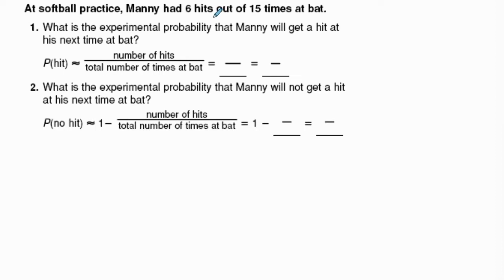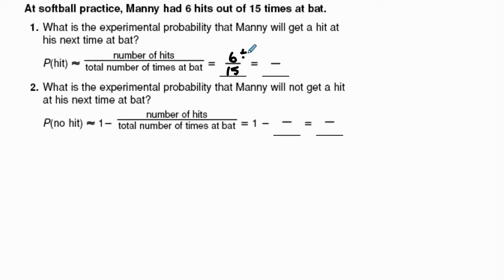At softball practice, Manny had 6 hits out of 15 times at bat. What is the experimental probability that Manny will get a hit at his next time at bat? So this P here means probability of hit. So how many hits did Manny have? It says he had 6 hits. That goes in my numerator. How many times did he go to bat? Well, that's 15. And then again, simplified fraction and percent.